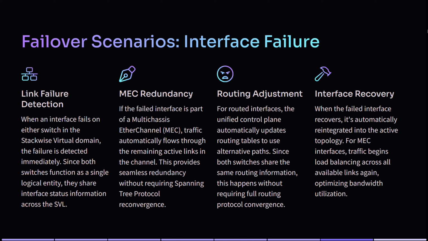Routing adjustment. For routed interfaces, the unified control plane automatically updates routing tables to use alternative paths. Since both switches share the same routing information, this happens without requiring full routing protocol convergence.